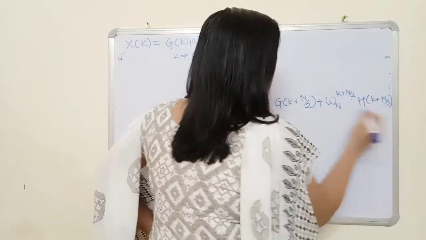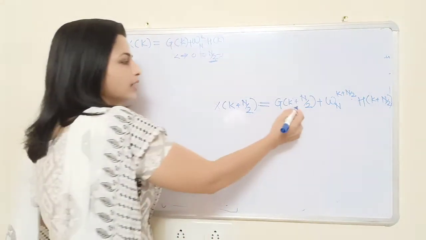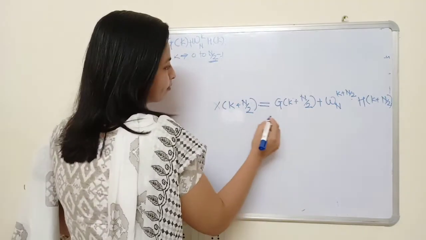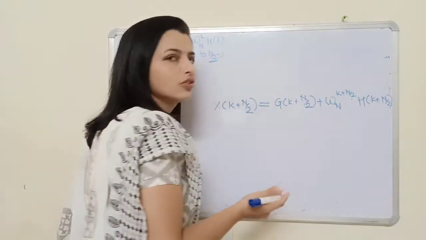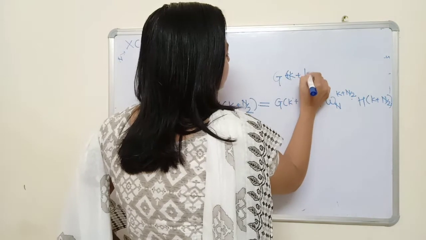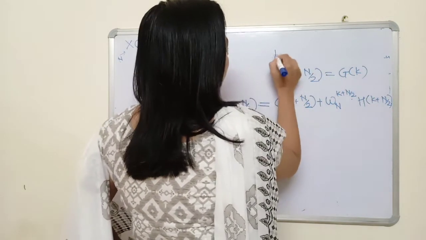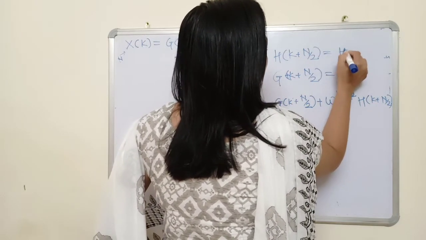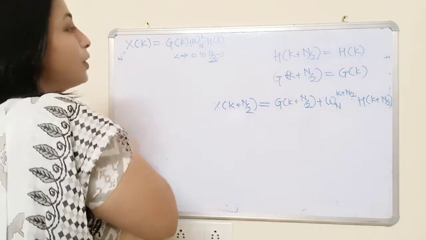Now this g of k and h of k, these both are n by 2 point periodic. So g of k plus n by 2 is equal to g of k, and h of k plus n by 2 is equal to h of k, as this is an n by 2 point periodic sequence.